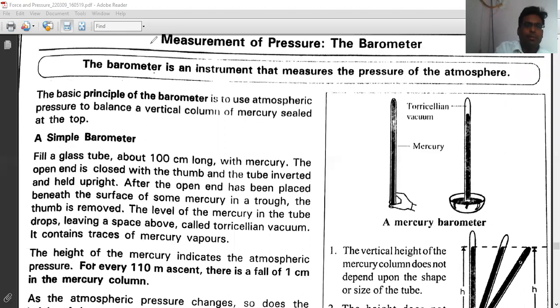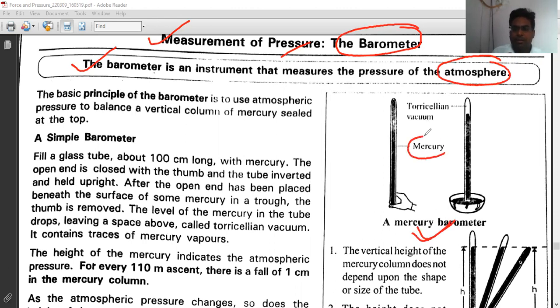So now our next topic is measurement of pressure. It is measured by the barometer. A barometer is an instrument which measures the pressure of the atmosphere, right? So this is the mercury barometer, this one. We use mercury for the measurement of the pressure of the atmosphere. And this is the Torricellian vacuum created here, right?